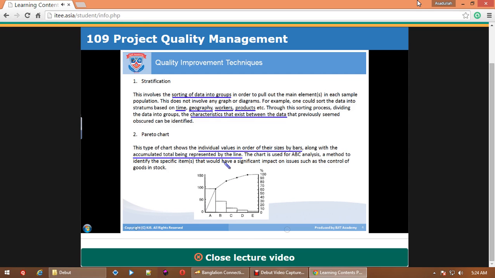And this kind of chart is used in one technique called ABC analysis, where we divide the inventory items into three levels of priority category. A is the highest priority items, B is the normal priority items, and C is the low priority items. This Pareto chart is used.